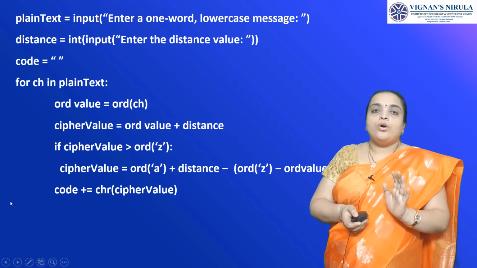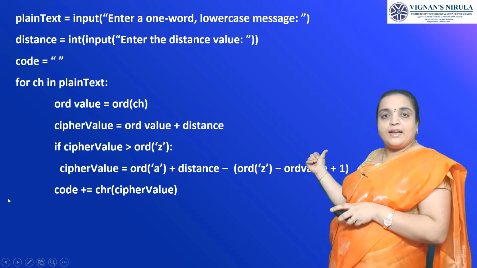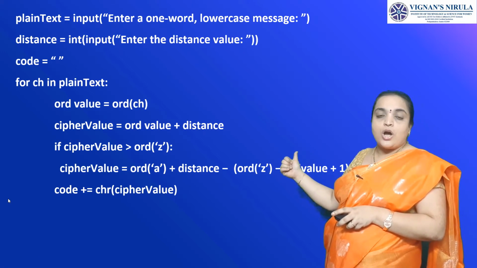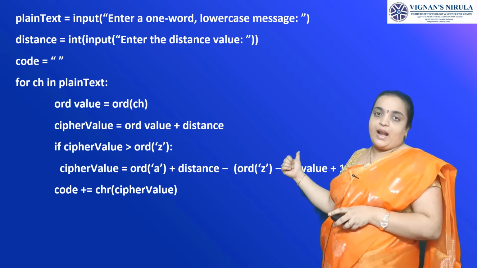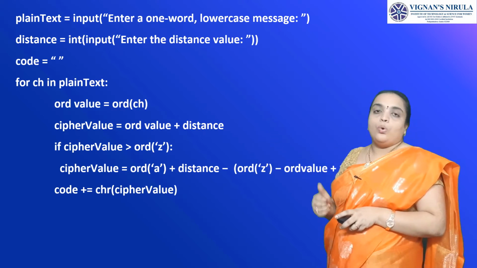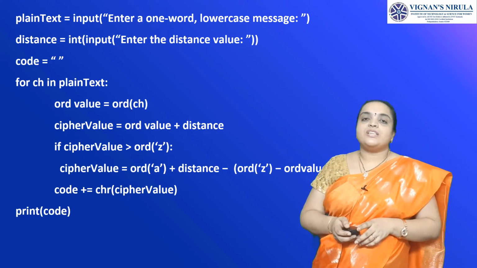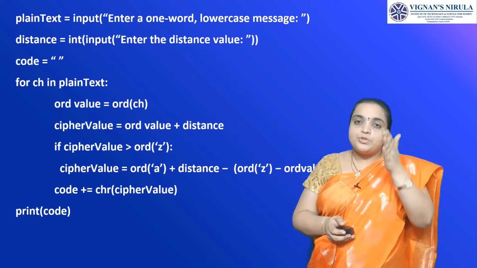So if it is less than that value, what do we do? We take that cipher value and convert it into a character, that is chr of cipher value. We are converting the ASCII value to a character and we are placing it in the code. Then just print out the code. In this way the encryption will be done.